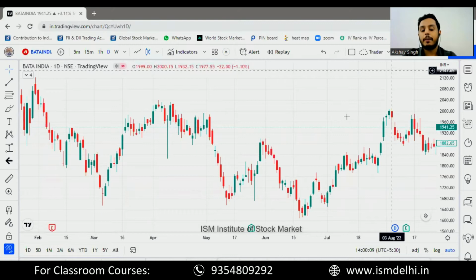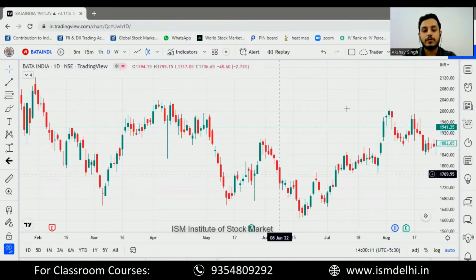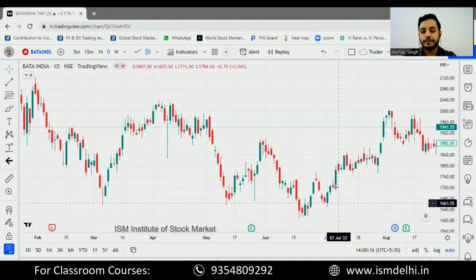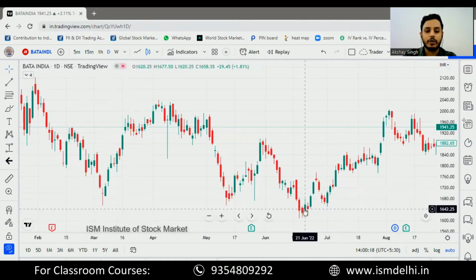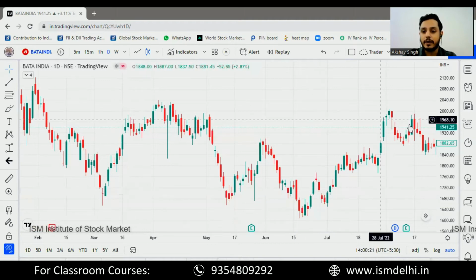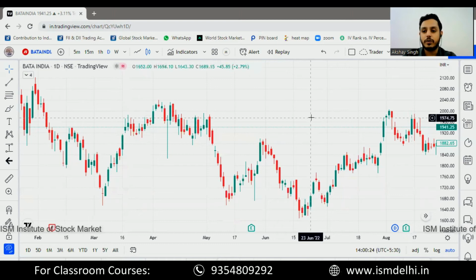In the Bata India video, we discussed Bata India forming a price action at support, right? So we discussed Bata India at 1740 levels. Now Bata India is trading around 1940 levels. So a decent 11% move.